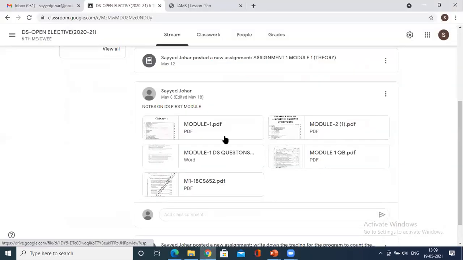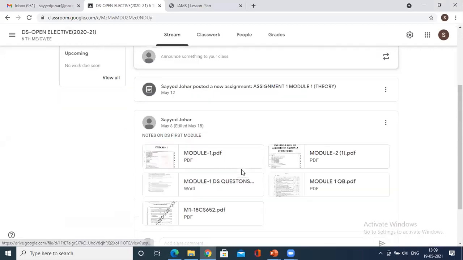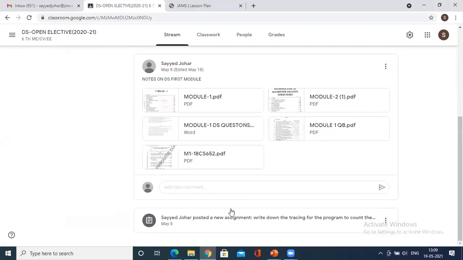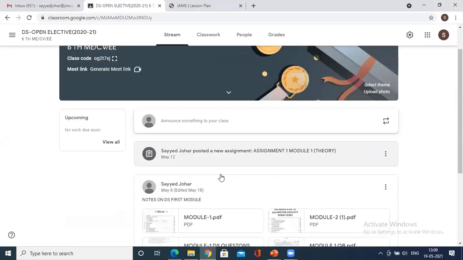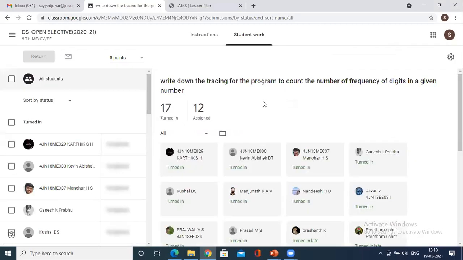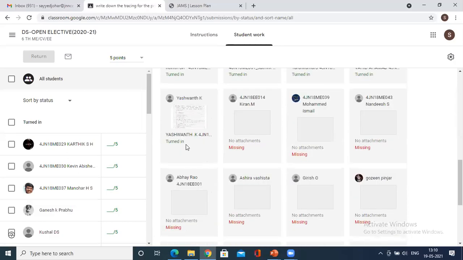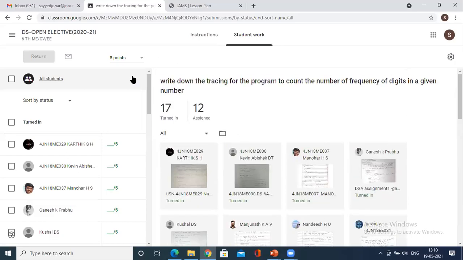I have shared module 1 and module 2, and yesterday I made a module 1 question bank from my colleague. This was the previous model question paper I have sent you, and I have made one assignment also. So all of you have to submit that assignment also. The assignment was regarding tracing. Few people have not submitted. I request you to submit that also, right?